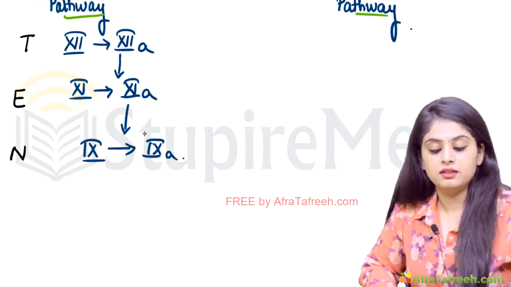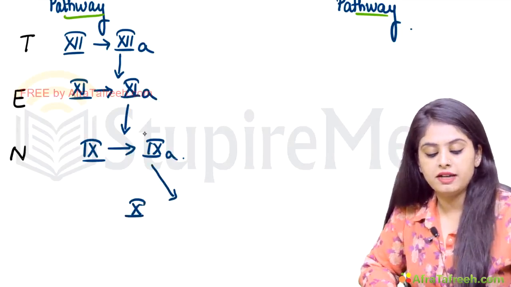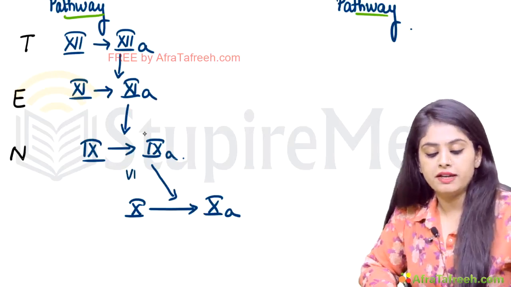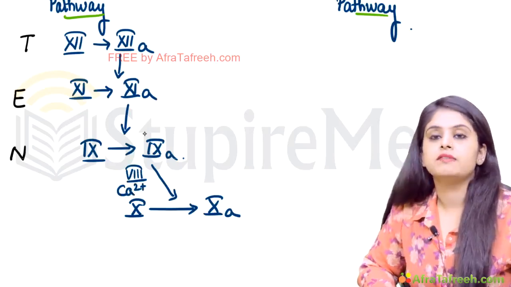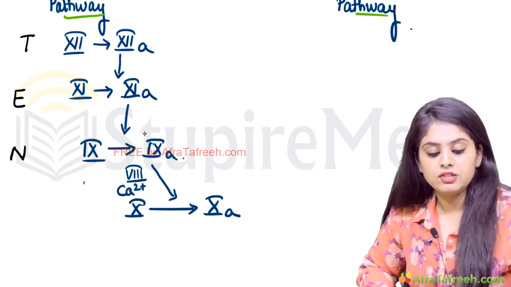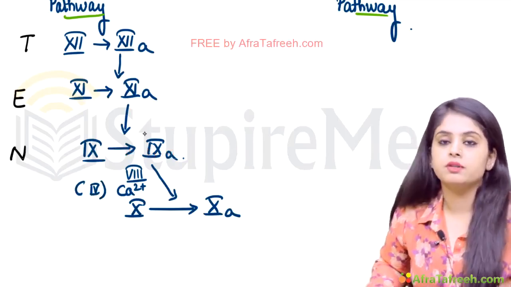This 9 that has been activated into 9A will then go and convert factor 10 into 10A. And in doing so, it also uses factor number 8 and calcium. Please note, calcium is nothing but factor 4. Calcium is the other name for factor number 4.